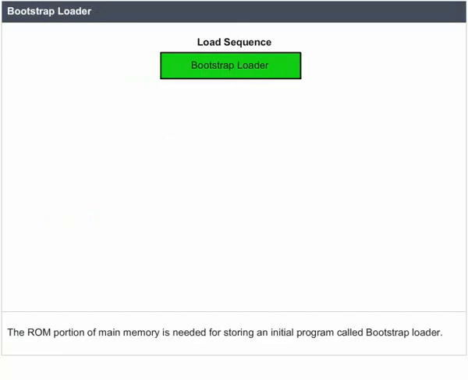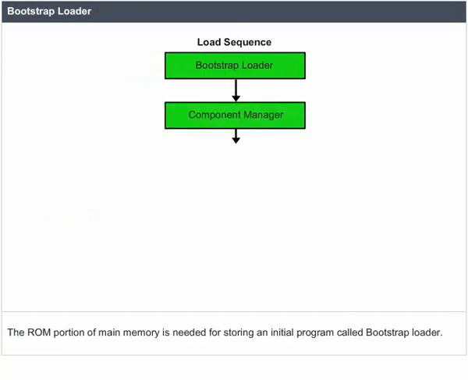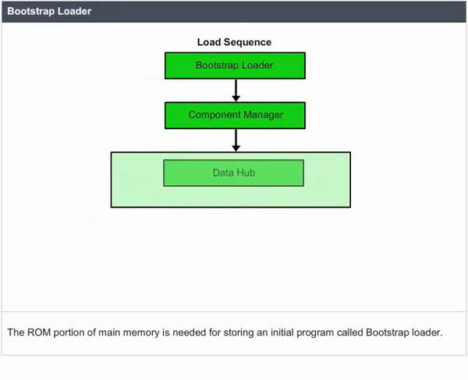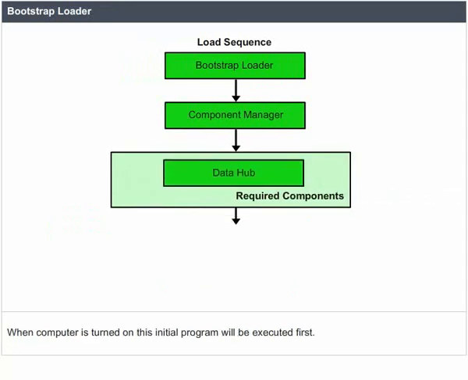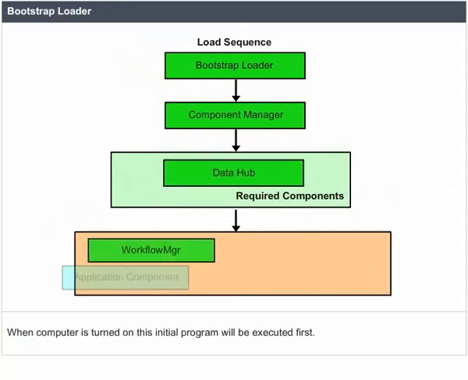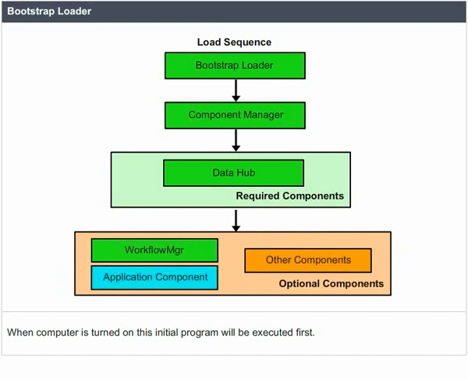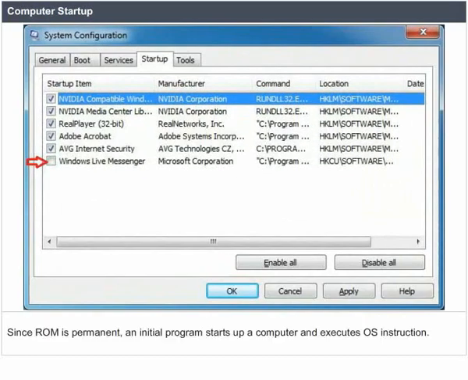Bootstrap Loader. The ROM portion of main memory is needed for storing an initial program called Bootstrap Loader. When the computer is turned on, this initial program will be executed first. The entire user program will be executed next when the OS is loaded properly. Computer startup: since ROM is permanent, an initial program starts up a computer and executes OS instructions.